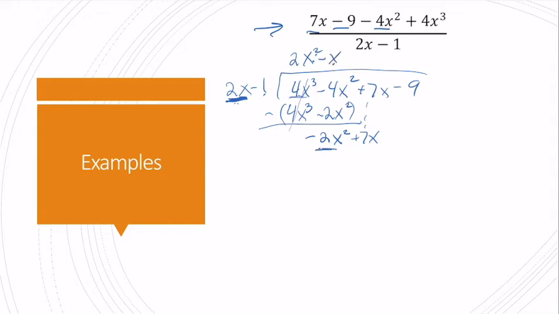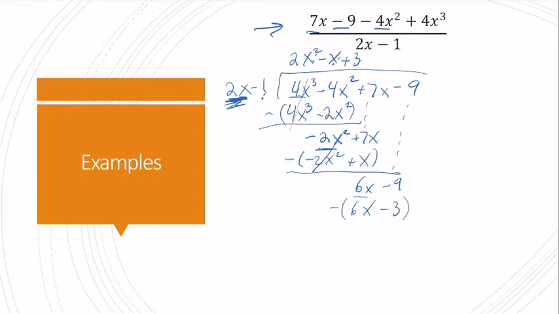Negative x times 2x gives me negative 2x squared. Negative x times a negative 1 gives me a positive x. I go ahead and subtract this row. My first term cancels. 7x minus x is 6x. And I pull down my next term. What do I multiply 2x by to make it look like 6x? Well, the answer is 3. 3 times 2x is 6x. 3 times negative 1 is negative 3.